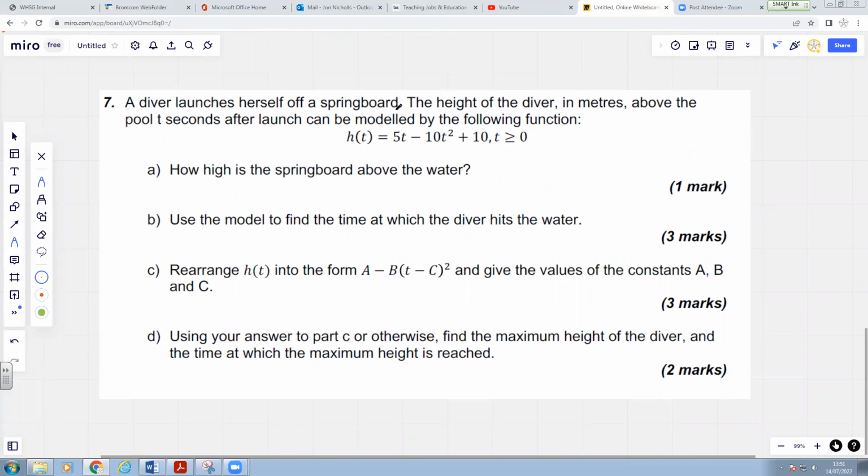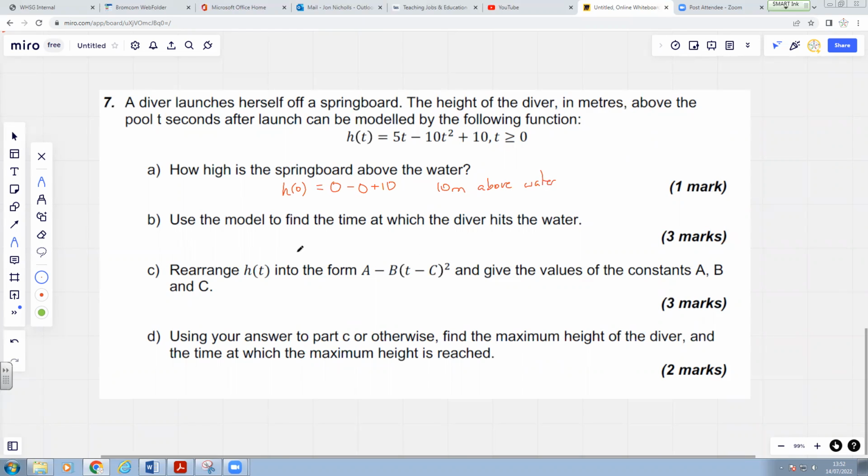Okay, diver launches herself off a springboard. The height of the diver in meters above a pool, t seconds after launch, is modeled by this equation. How high is the springboard above the water? Well, at t equals 0, they're on the springboard. So if I just find h of 0, I've got 0 minus 0 plus 10. And so 10 meters above the water. Quite high.